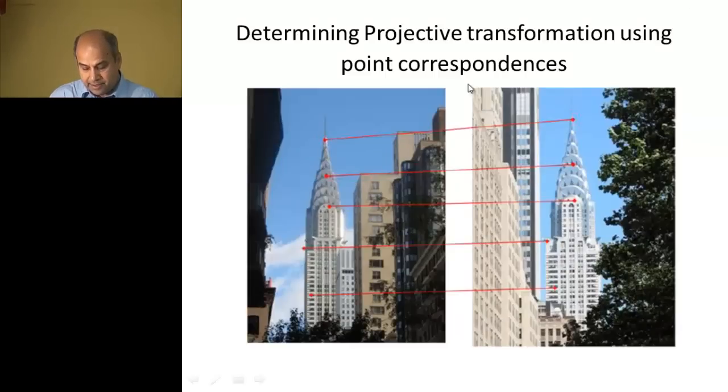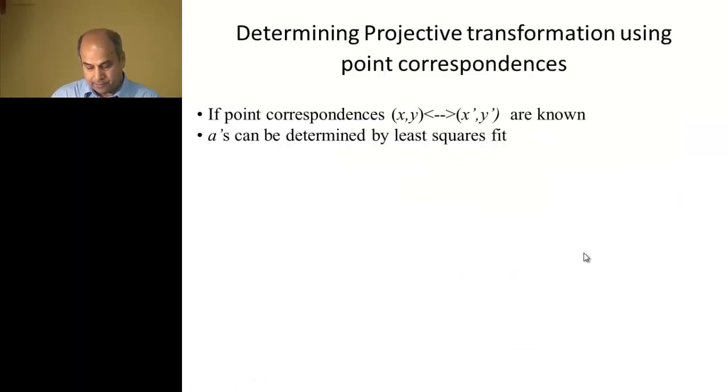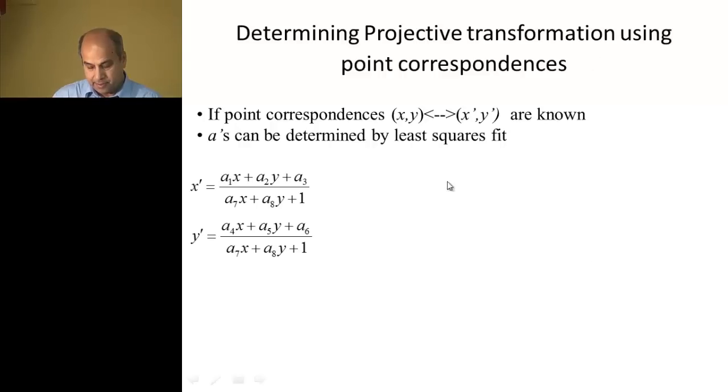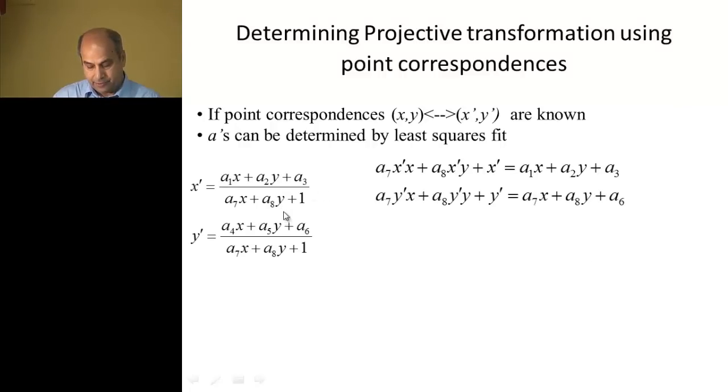Now this is x1, y1, x2, y2, x3, y3, x4, y4, x5, y5, and this is x1 prime, y1 prime, x2 prime, y2 prime, and so on. So with these two sets of points, we can just fit those. If the points are like this, this is a transformation we have, and we can rewrite this like that, multiply this with that, and become like this.